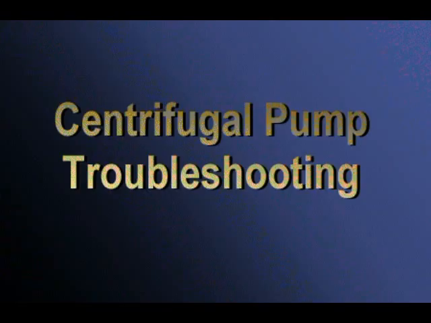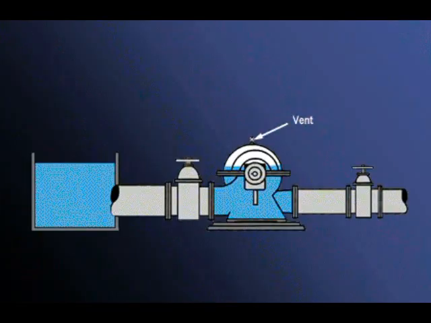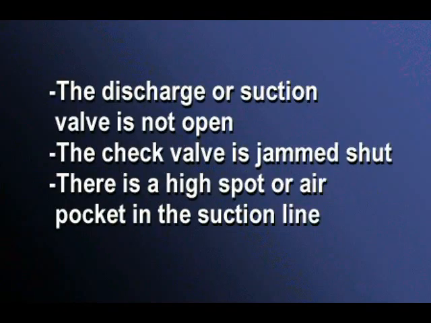To close the discussion on centrifugal pumps, this last section will provide a generalized centrifugal pump troubleshooting guide. This guide lists possible causes of a number of different pump problems. Problem: the pump fails to deliver liquid. Possible causes: the pump is not properly primed or vented. The discharge and/or suction valve is not open. The check valve is jammed shut. There is a high spot or air pocket in the suction line.